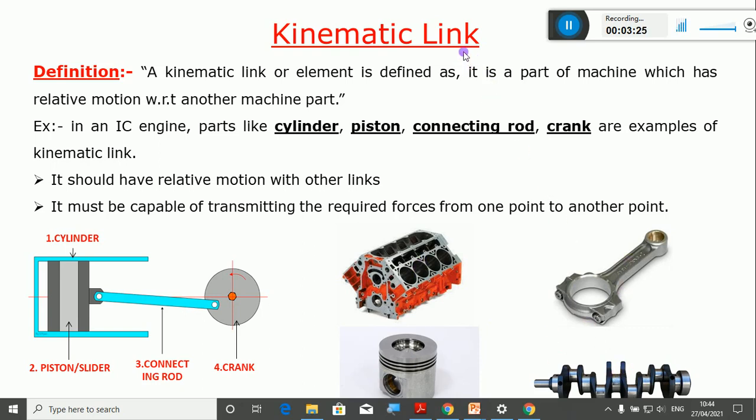If you want to call these parts a kinematic link, two conditions have to be satisfied. First, it should have a relative motion with respect to other links. And also, it should be able to transfer force or energy from one point to another. These are the two conditions which should be satisfied, then only you can call these parts a kinematic link. This was also covered in the previous class.